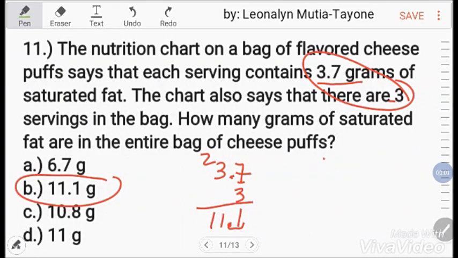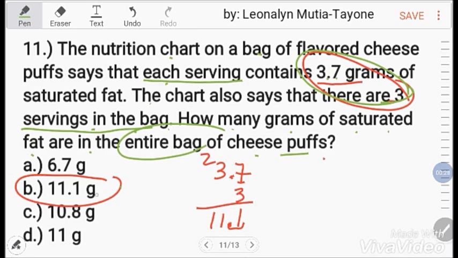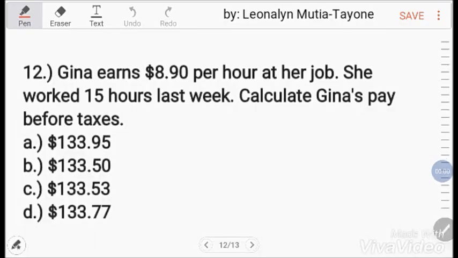Repeat lang natin ang konti para mas klaro lang. Each serving contains 3.7 daw. The chart also says that, yung chart ng bag mismo, that there are 3 servings in the bag. So kung each serving contains 3.7 grams, tapos may 3 serving, i-multiply mo lang siya para masagot natin ang tanong na how many grams of saturated fat in the entire bag of cheese puffs. 11.1.